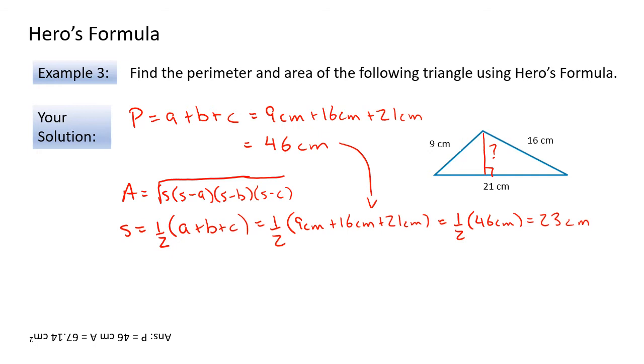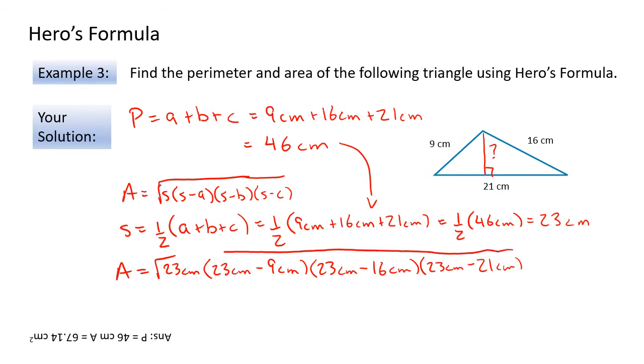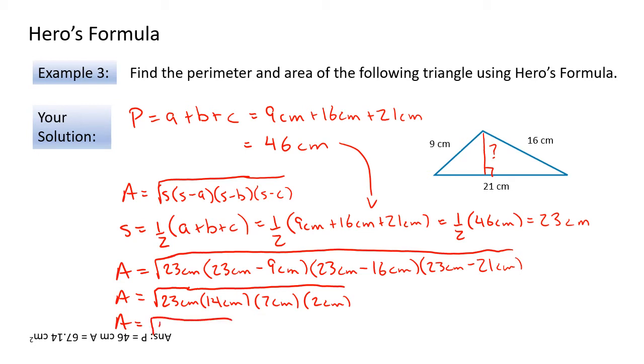Okay? Now, if you calculate this out, your area is equal to your square root of 23 centimeters times 23 centimeters minus, you can pick any side for A, B, and C. It doesn't matter. Okay, so I'm just going to pick A as the same as I did up top, 9 centimeters, times 23 centimeters minus B, which is 16 centimeters, times 23 centimeters minus 21 centimeters. Okay, and then the square root of all of that. And if you do this, you'll get the square root of 23 centimeters times 14 centimeters times 7 centimeters times 2 centimeters. Okay? Again, multiplying that out, you get the area is equal to the square root of 4,508.